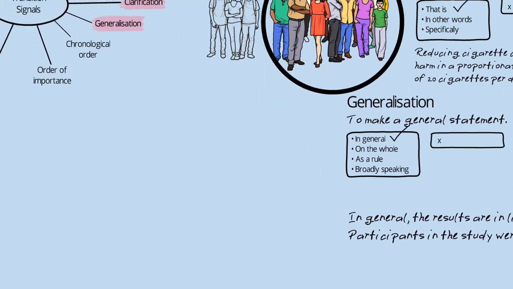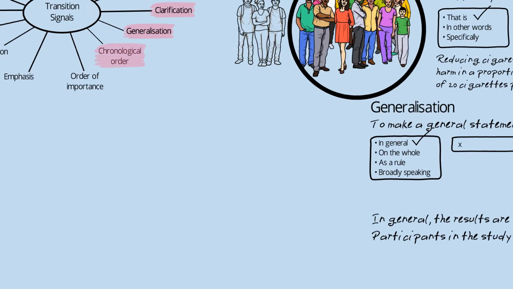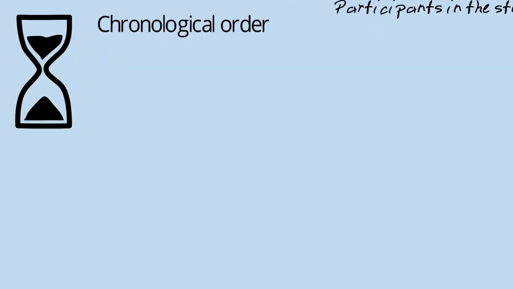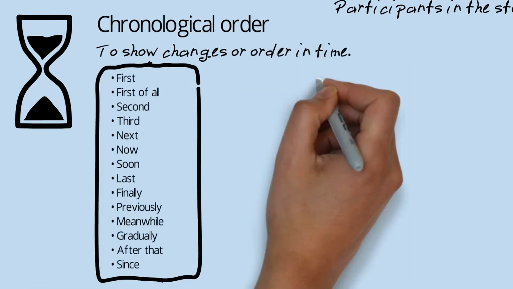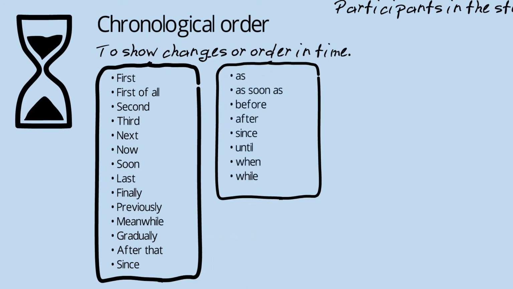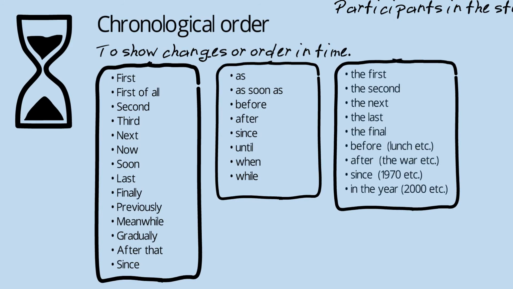Next, transitions to show chronological order. So chronological is related to time. So these transitions show changes or order in time. For example, first of all, second, third, and so on. As soon as, before, after, and so on. The first, the second, the next, the last, and so on.